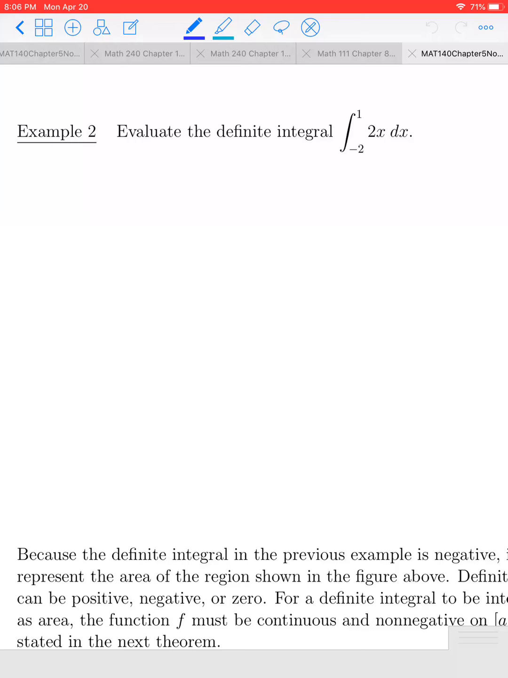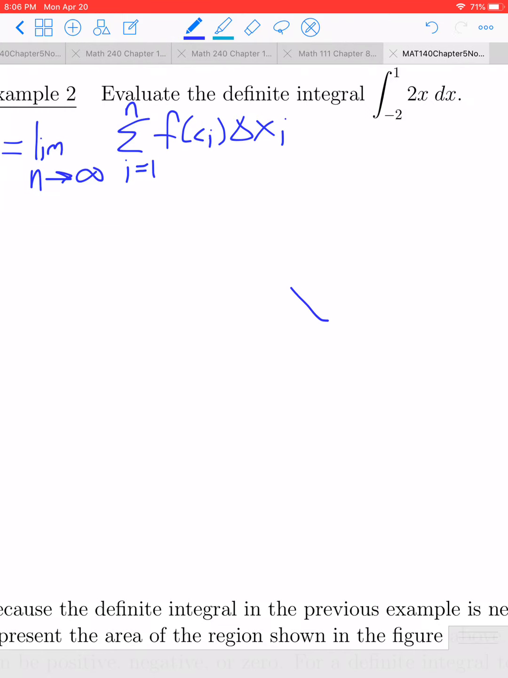In example 2, let's evaluate the definite integral, the integral from negative 2 to 1 of 2x dx. So we know that this is going to be equal to the limit as n approaches infinity of the sum from i equals 1 to n of f of c_i delta x_i.